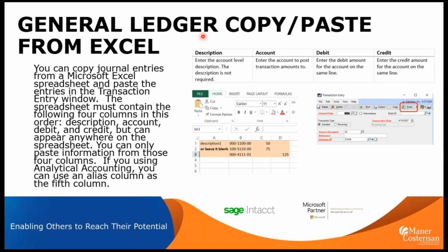The Excel file has to have the description if you want one, the account, your debit, and your credit. And how it works is you highlight those 4 cells, come into your journal entry transaction window, and click paste. What GP doesn't have is that they only have it on the general ledger distributions.